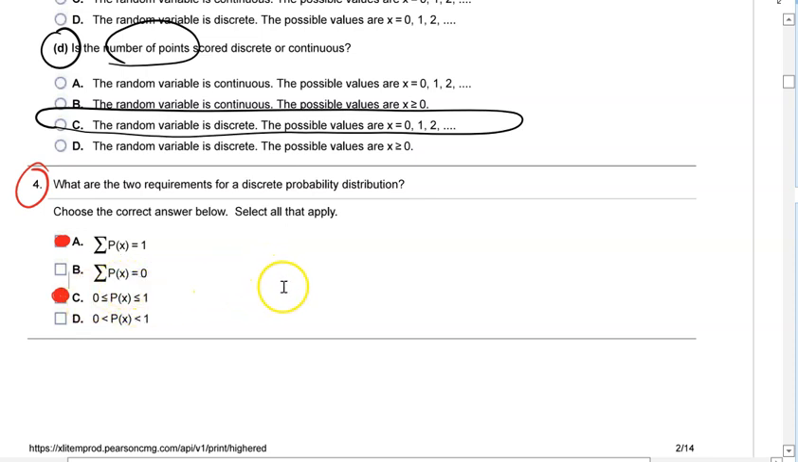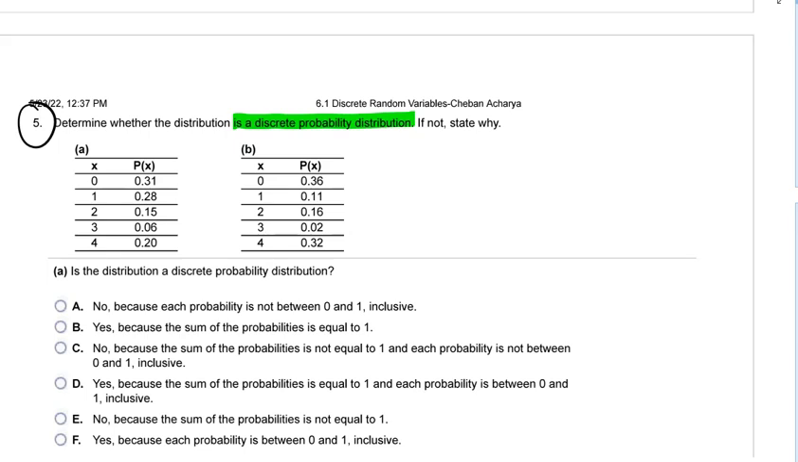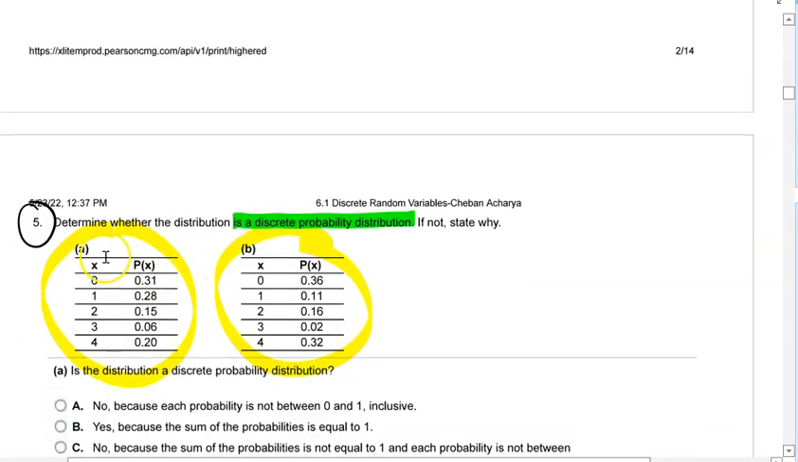That's the second requirement. Question number 5. Determine whether the distribution is a discrete probability distribution. If not, state why. Here you have probability distributions given, and the question is asking which one is a discrete probability distribution. Let's answer: is A a discrete probability distribution? First we answer A, and then B.